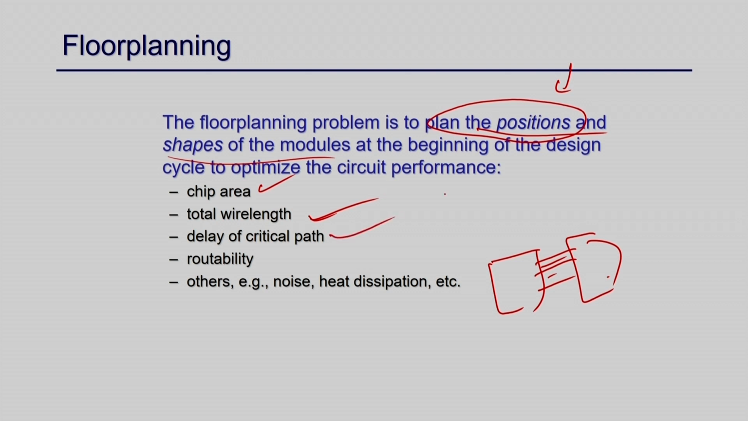So, you try to place two highly connected components very close by, so that your total wire length is optimized or the delay of the critical path is minimized, and routability is possible, meaning all the connections can physically be made in the die. That may also be your objective, or other objectives like reducing noise, heat dissipation, or crosstalk between the routed wires. Those can also be your objectives. So that is what floor planning is.